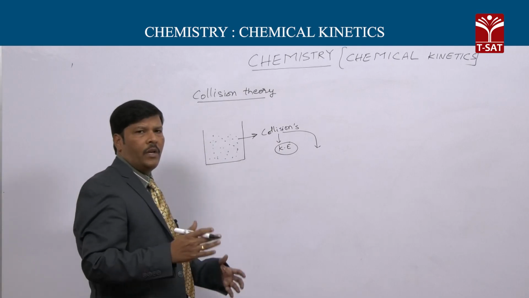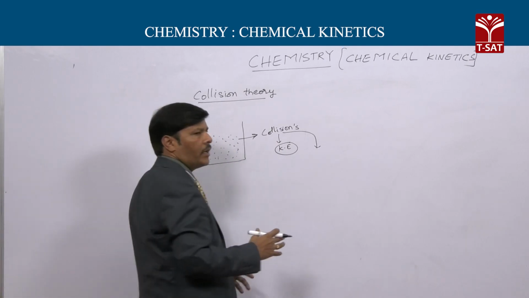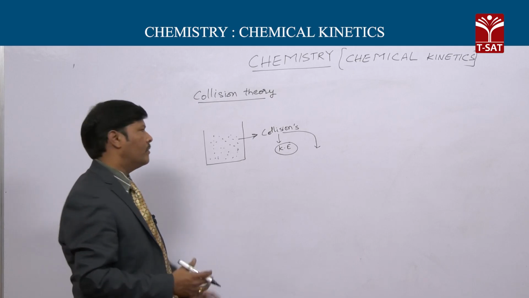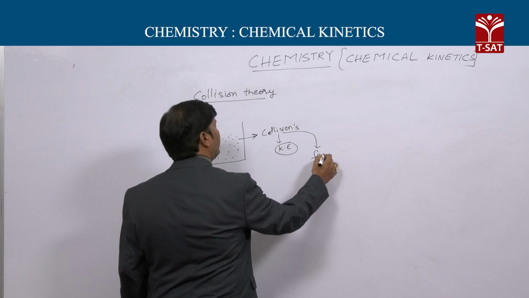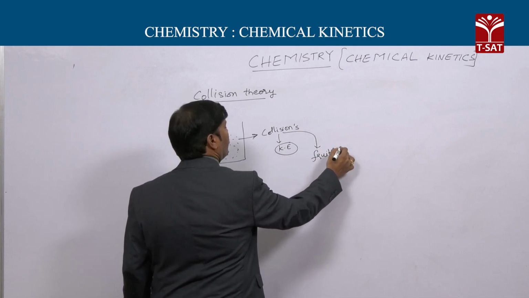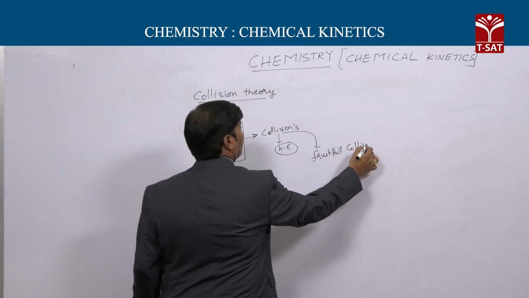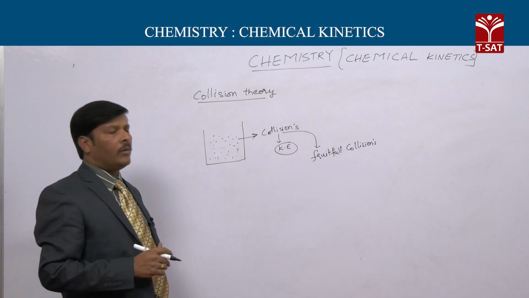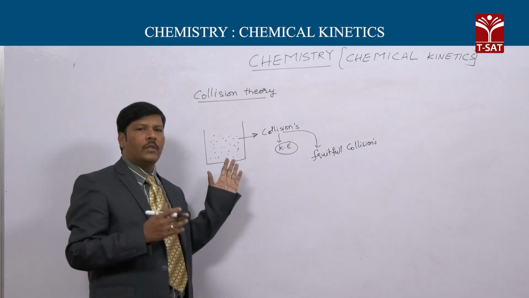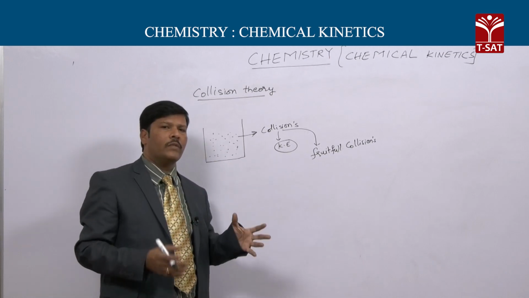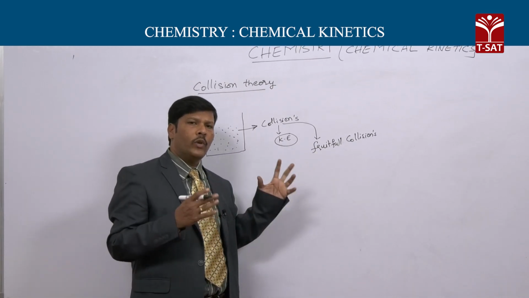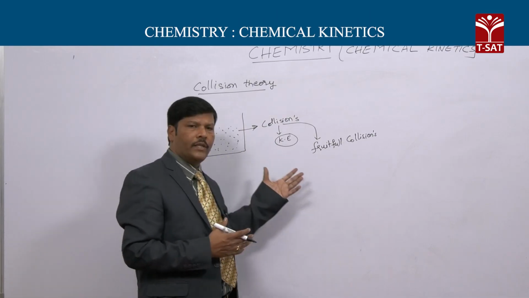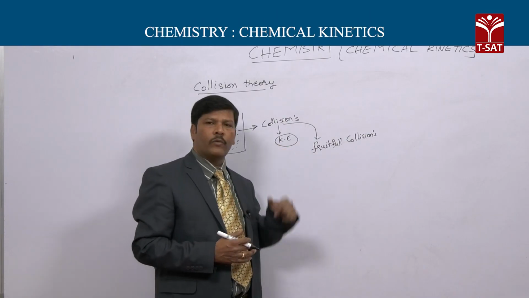When molecules are undergoing collisions, these collisions must be effective collisions. That means whenever the molecules collide against each other, the collisions should be effective. Sometimes we also use the word fruitful collisions. If you take some 1000 molecules in a given container, all the molecules will not participate in fruitful collisions, because only a few molecules will acquire some minimum amount of kinetic energy. Once they acquire kinetic energy, they start involving in fruitful collisions.